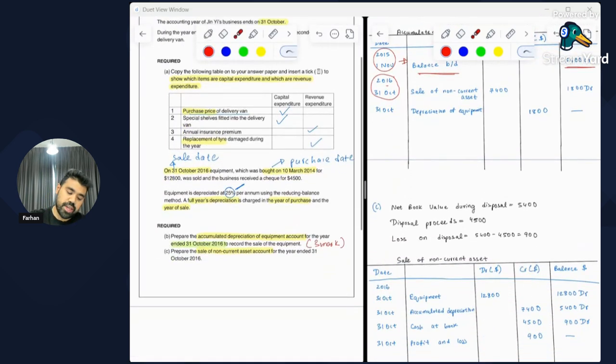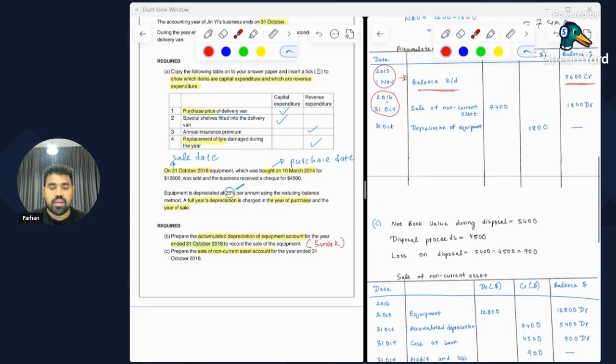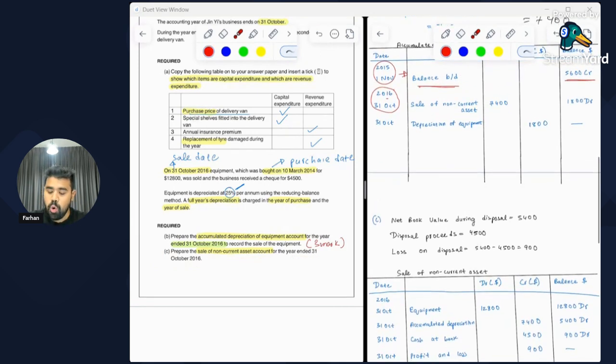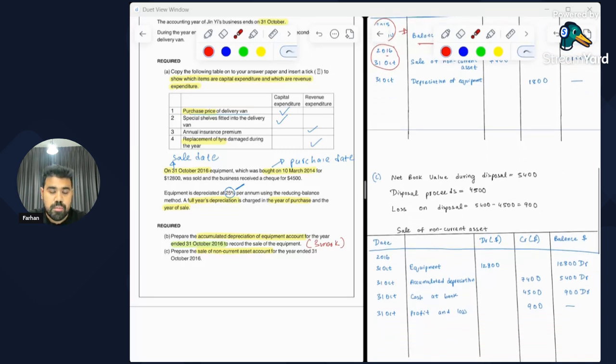So question C. Prepare the sale of the non-current asset account for the year ended 31 October 2016. And this is going to be a 5-mark question in your exam. All right, so before we can prepare the sale of the non-current asset account, I need you to always manually calculate whether or not you've got a profit or loss on disposal, a profit or loss on the sale of this asset. Now, how do we determine that?